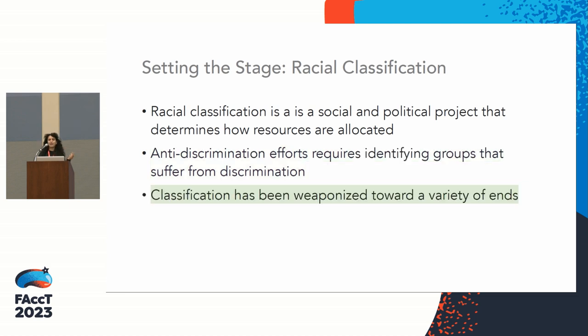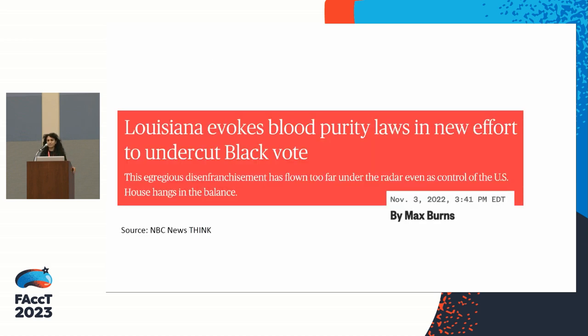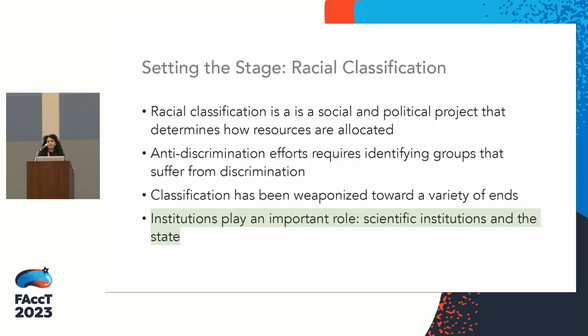But this requires care, specifically because classification has been weaponized toward a variety of ends, oftentimes reinforcing or furthering existing racial hierarchies. I could point to a number of examples from historical cases, but I want to point out that this is not only in the past. For example, the state of Louisiana is currently undertaking efforts to disenfranchise Black voters by reclassifying multiracial Black residents as non-Black. And the last thing I want to say here is that institutions play a really important role in racial classification, and in particular, scientific institutions and the state have played a really important historical role.